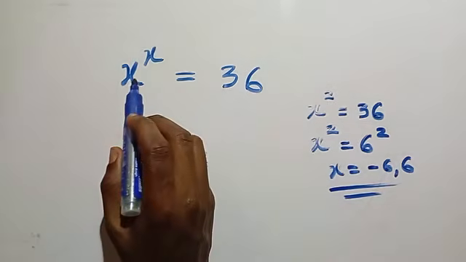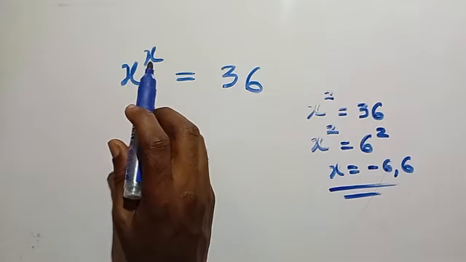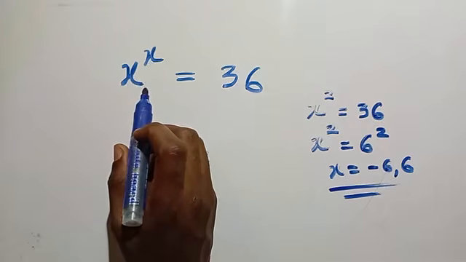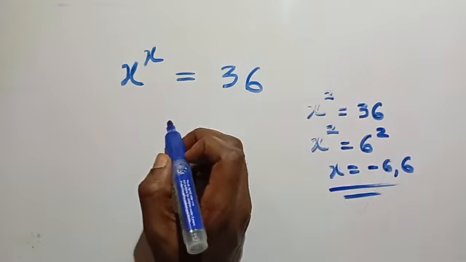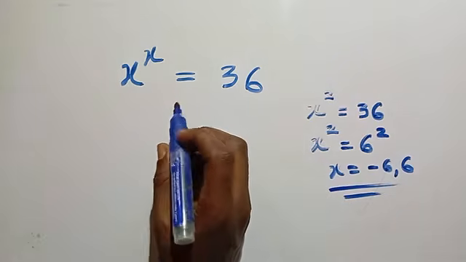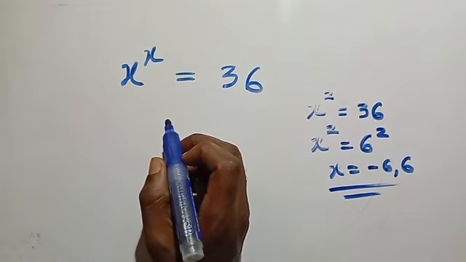But in the case where the base is a variable and the power is also a variable, we cannot do it this way, and that is how it becomes more complicated. And how can we solve this? So let's see how we can solve this problem beautifully.